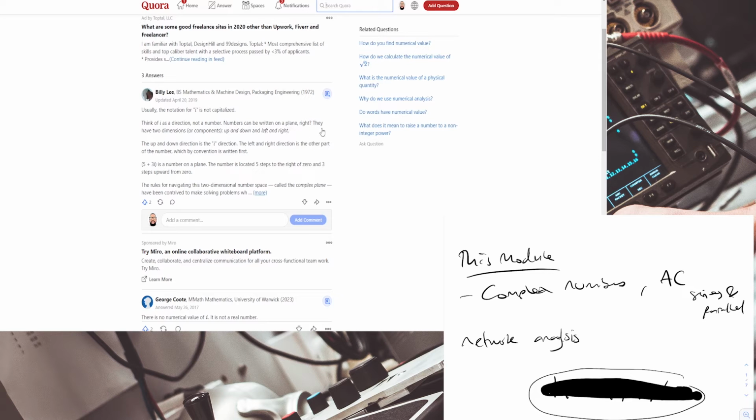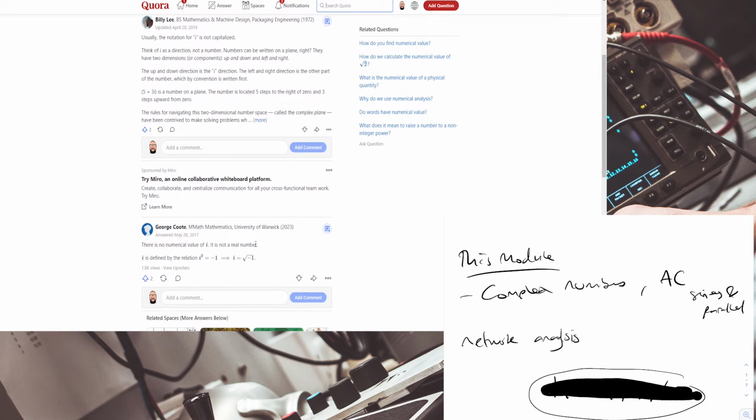Numbers can be written on a plane, right? They have two dimensions or components, up and down, left and right. The up and down direction is the i direction. Okay. Yeah, of course. If you think about a plane, yeah, got it. The x-axis is going minus infinity to infinity. The left and right direction is the other part of the number, which by convention is written first. 5 plus 3i. Okay, so i is defined by the relation i squared is equal to minus 1. Got it.